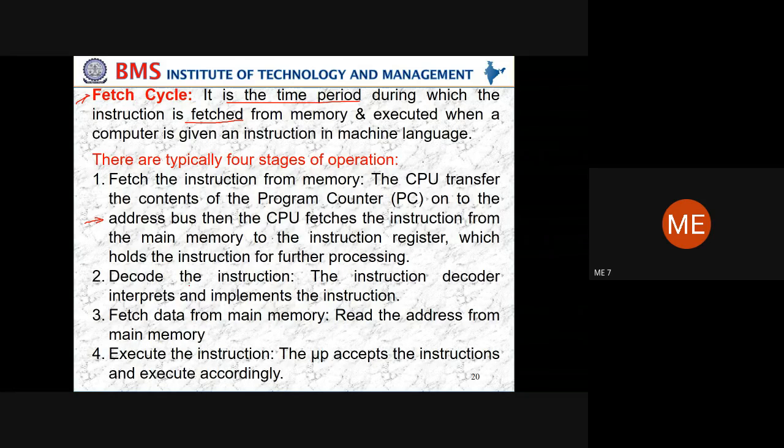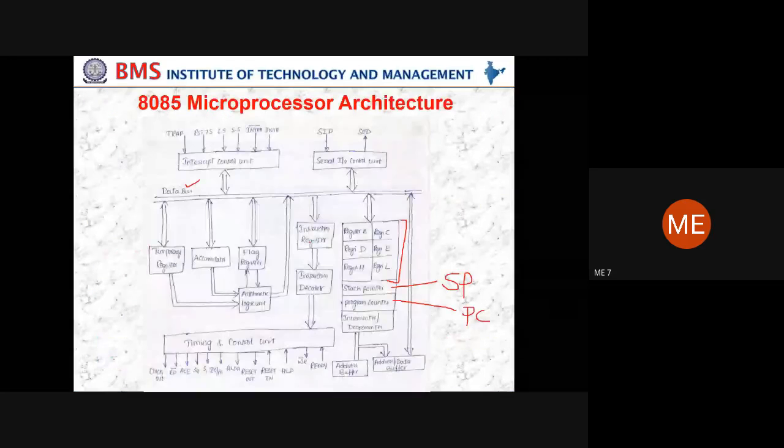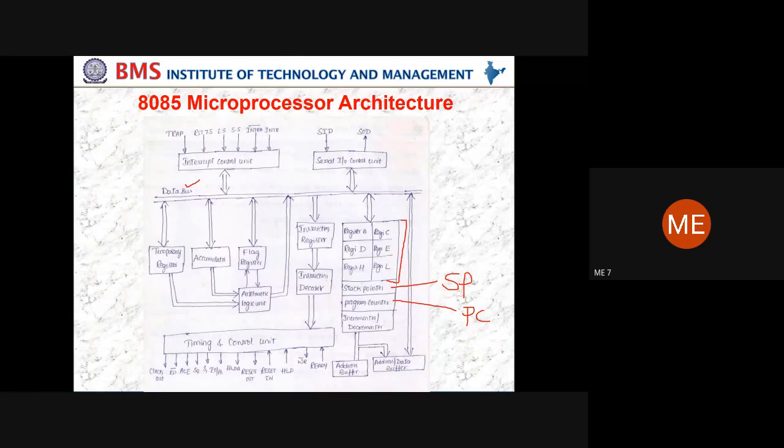Then once you got the instruction, from the instruction register it goes to what is called the instruction decoder. Now just observe. Through the address bus, you send the address. So the instruction register sends the information to the instruction decoder. I told you about the instruction decoder, right?